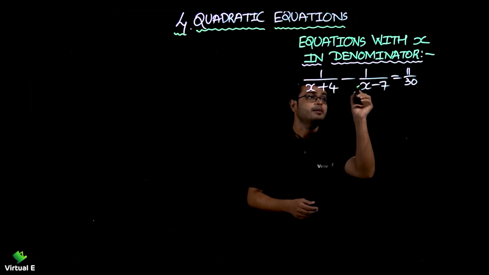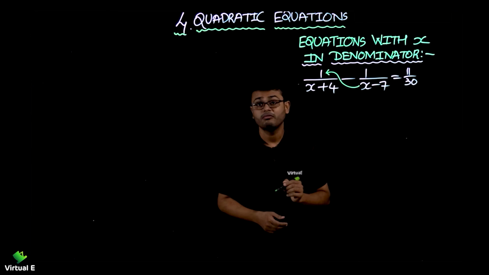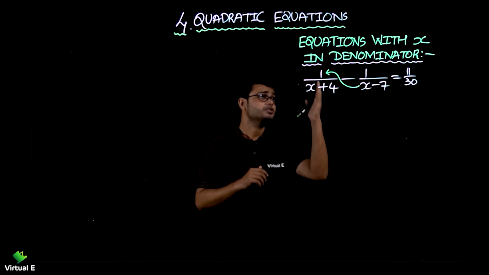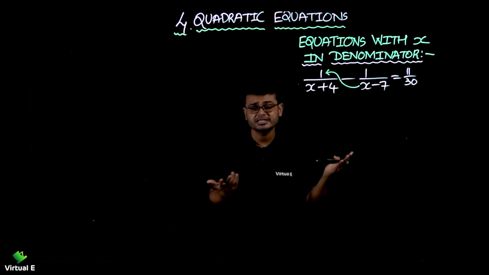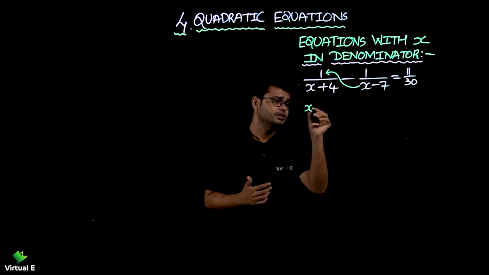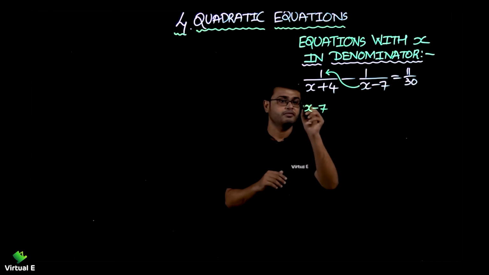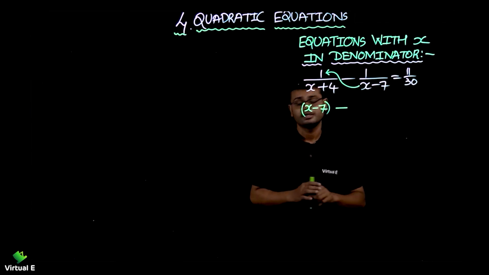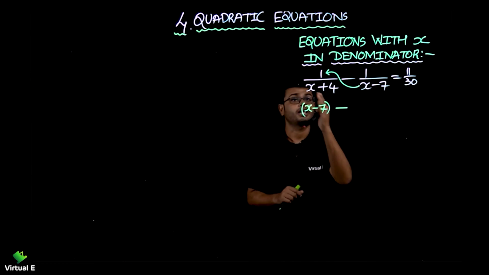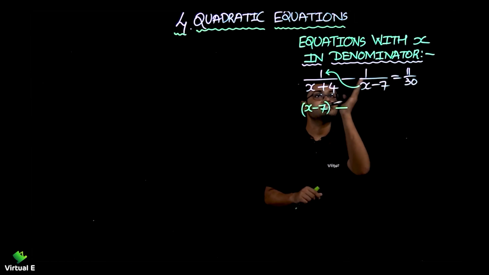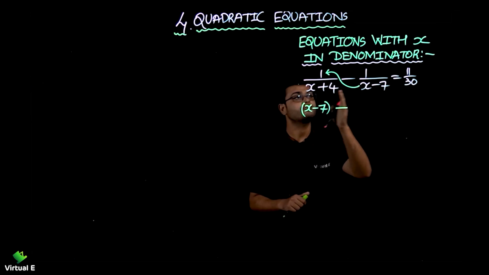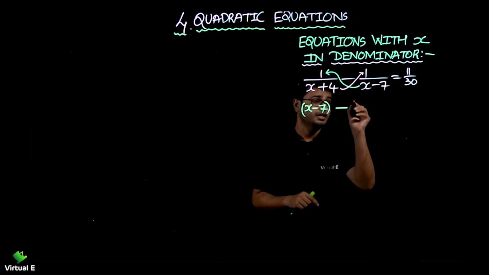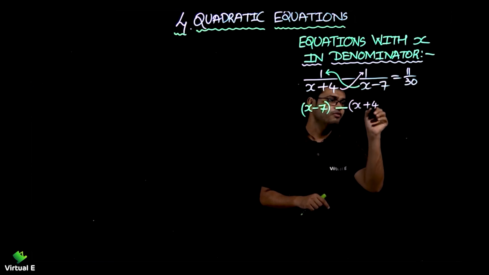x minus 7, I am going to multiply with this 1. Remember, the x minus 7 whole term I am going to multiply with 1. So anything multiplied with 1 is going to remain as it is. So let's do it. X minus 7, simple. If you want to write in a bracket, sure, go ahead. Then minus as it is. Then let's do for this one, x plus 4. If I have multiplied x minus 7 with this one, I will be multiplying x plus 4 with this one. So this will be multiplied with this one. Let's write in a bracket x plus 4.